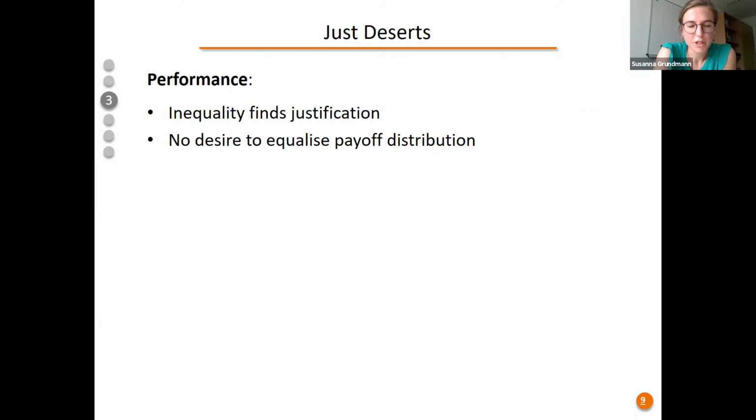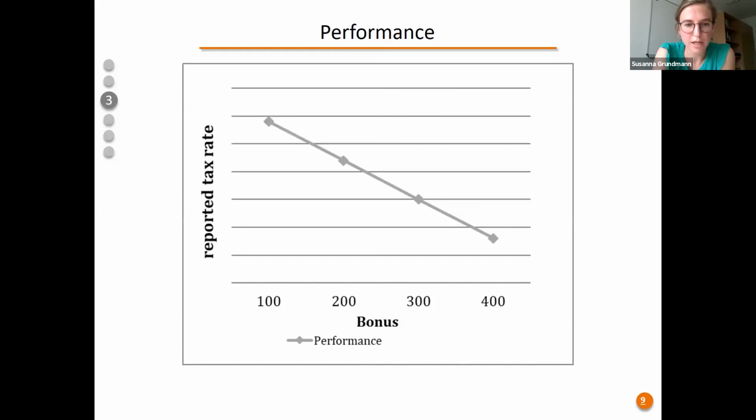And this means that subjects would cheat to the extent that the gain that they receive from cheating compensates the moral costs of cheating. And this should more strongly be the case for higher bonuses. This means that altogether, I expect the rich, or those who earn a lot of high bonus, to cheat more, and the poor to be more honest. And this is just a stylized graph to illustrate this. So I expect the reported tax rate to be higher for lower bonuses and lower for higher bonuses in the performance treatment.